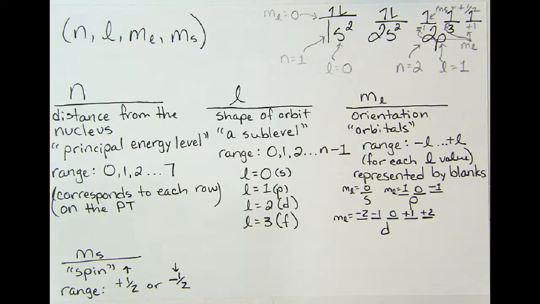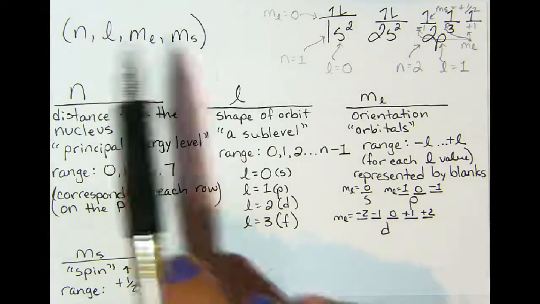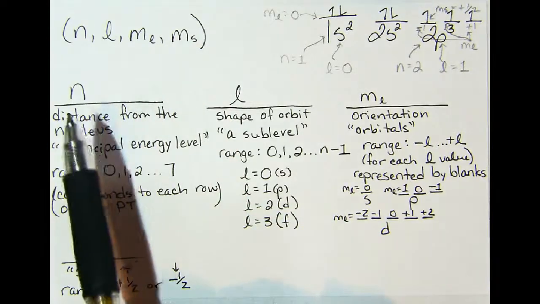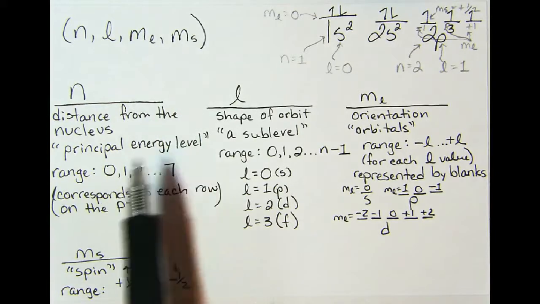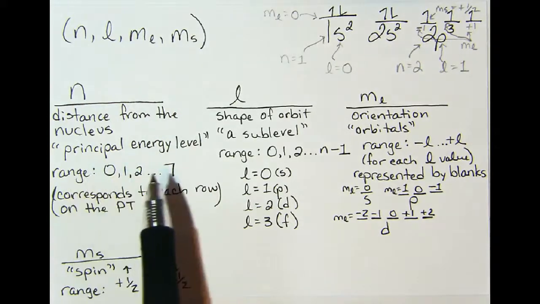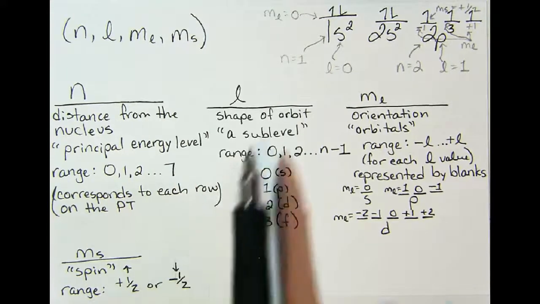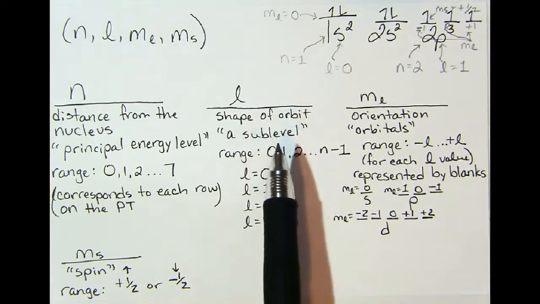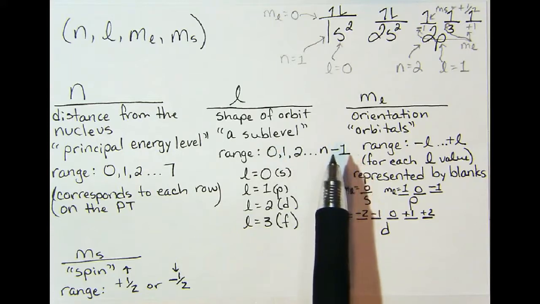Here's your note card for this section. Quantum numbers are usually represented in parentheses in this order: the n value, L value, ml value, and ms value. N represents the distance from the nucleus, which is the principal energy level. It ranges from 1 up to 7. It corresponds to each row on the periodic table. L represents the shape of the orbital and is sometimes referred to as a sublevel. It's going to range from 0 up to 1 less than the n value.